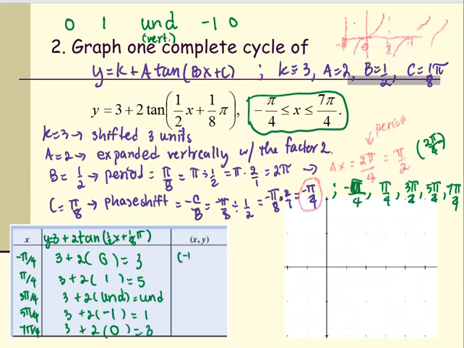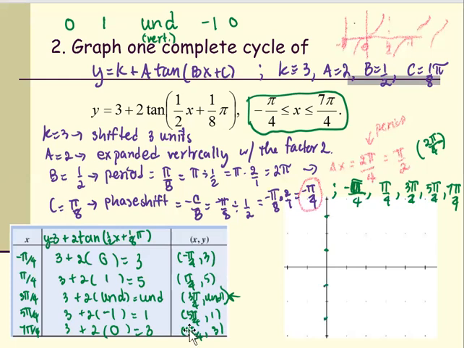The ordered pairs are -π/4, comma 3, π/4, comma 5, and 3π/4, comma undefined. So the vertical asymptote appears here. And then 5π/4, comma 1, 7π/4, comma 3. So make sure the scale covers the values 5 and 3 for the y.